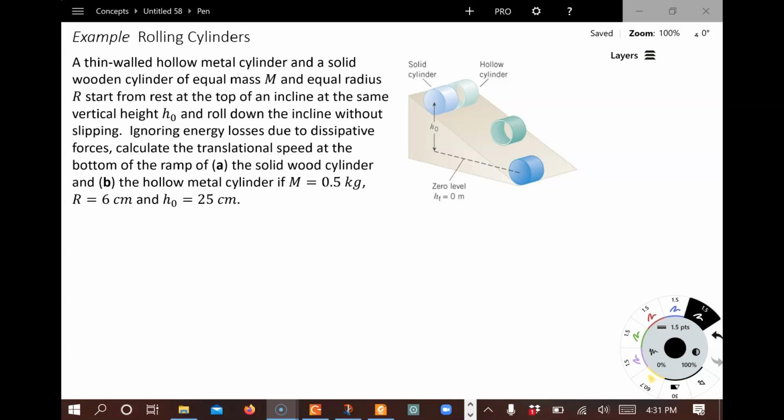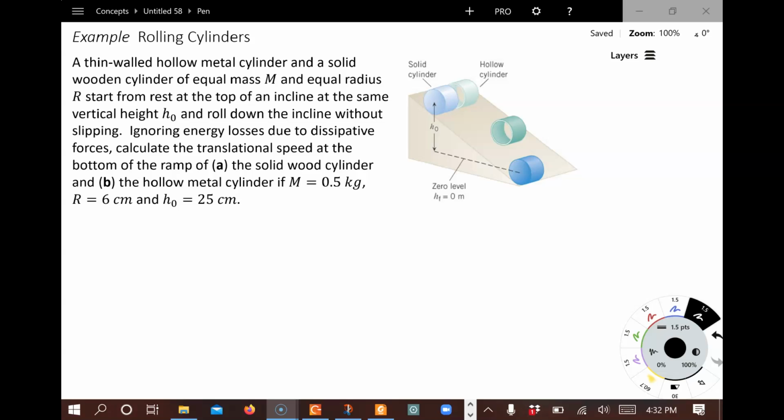All right, so we've got two different cylinders that have the same radius and the same mass that are going to race down an incline. And we're going to see which one has the greater translational speed v at the end. That's the one that wins. It's going faster at the end. It got down quicker. We can actually analyze both of these in the same method to begin with.